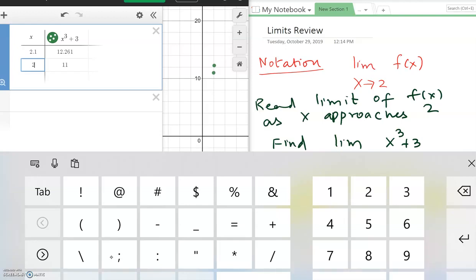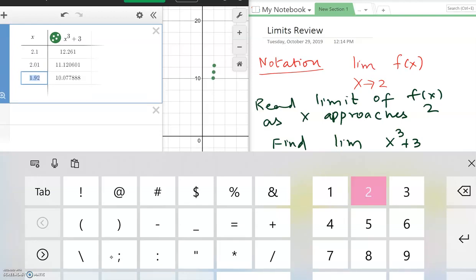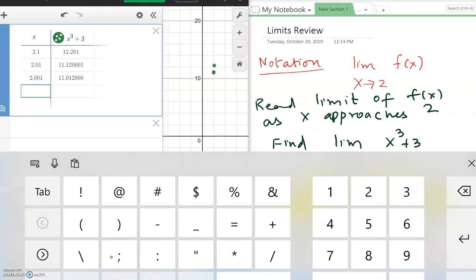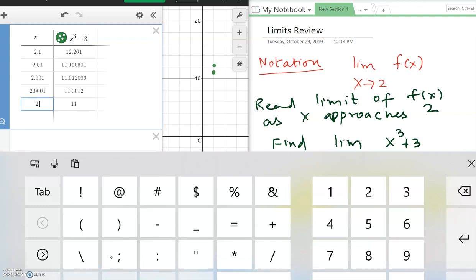And then 2.01, 2.001. So these are numbers extremely close to 2 and approaching 2 from the right side. So let's see more, 2.0001. So we can see that these numbers are approaching 11. And then let's do one more. It's getting even closer to 2, and we can see that the values are approaching 11.